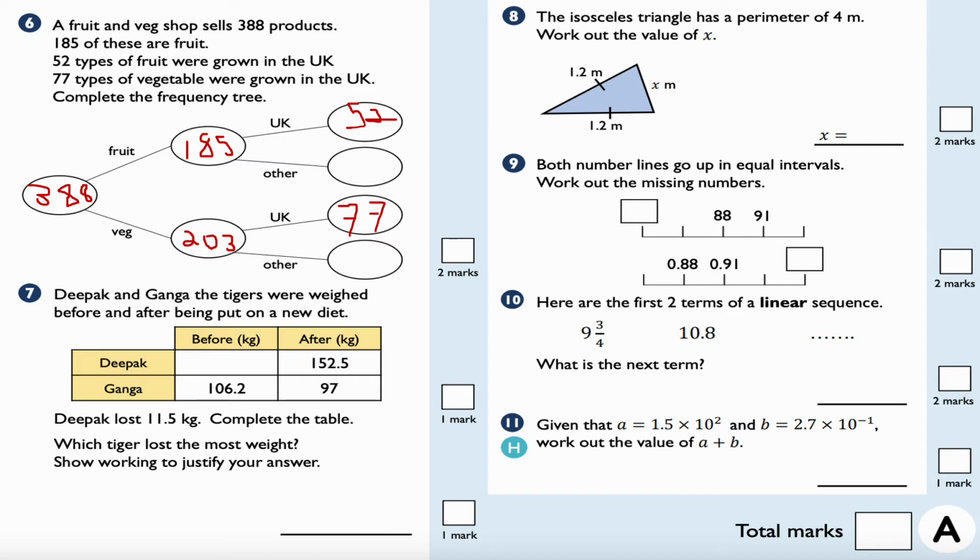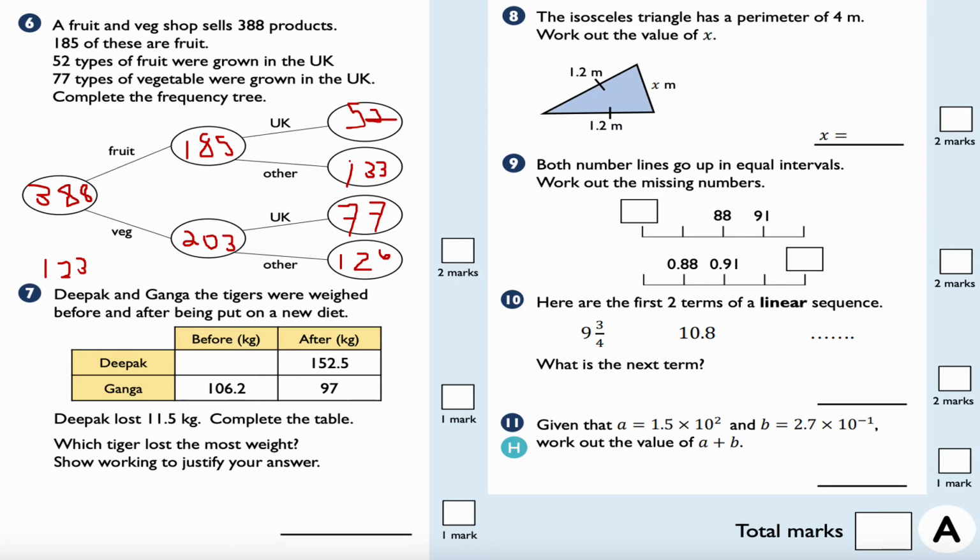Well, now that I've figured out what these are, 185 take away 52 gives me that answer there. And that's going to be 133. And then if I do 203 subtract 77, well, 200 subtract 77 is 123. And then if I add the 3 on, I get 126. Okay, and that's my answer for this frequency tree.